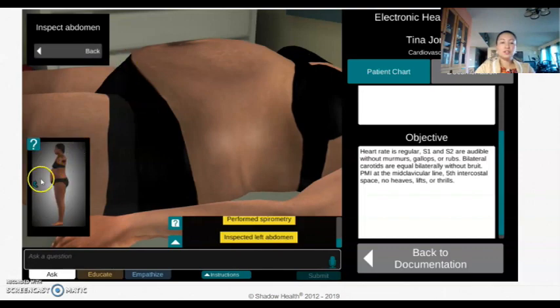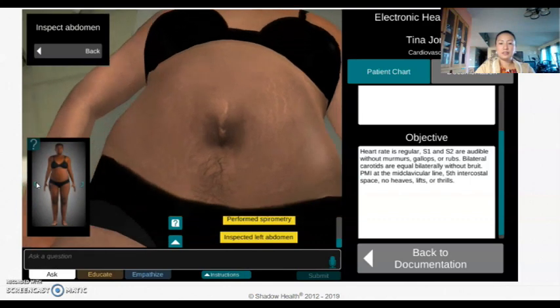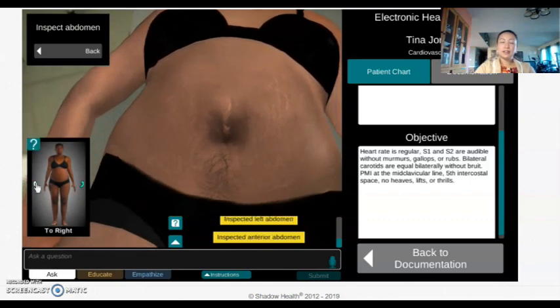I am going to inspect the abdomen, the front, and I can see it's protuberant, and also I can see the discoloration at the navel area, as well as the coarse hair between the umbilicus and the symphysis pubis.